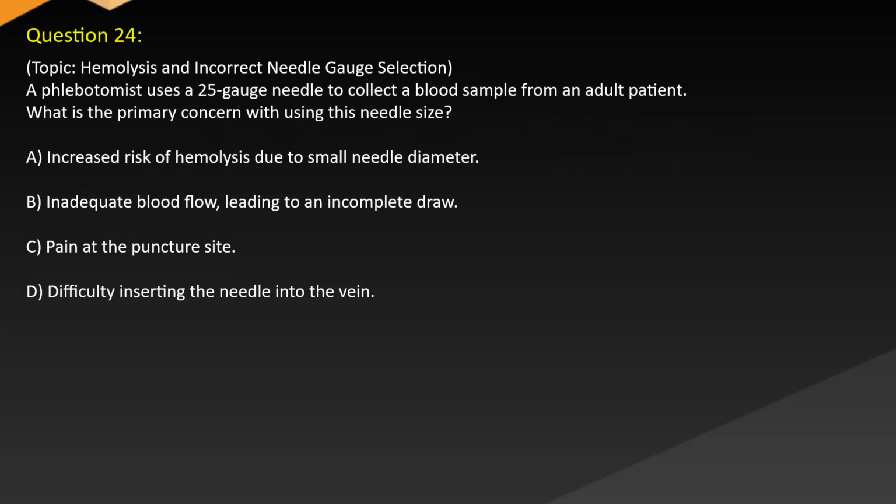Question 24. Topic: hemolysis and incorrect needle gauge selection. A phlebotomist uses a 25-gauge needle to collect a blood sample from an adult patient. What is the primary concern with using this needle size? A. Increased risk of hemolysis due to small needle diameter. B. Inadequate blood flow leading to an incomplete draw. C. Pain at the puncture site. D. Difficulty inserting the needle into the vein.